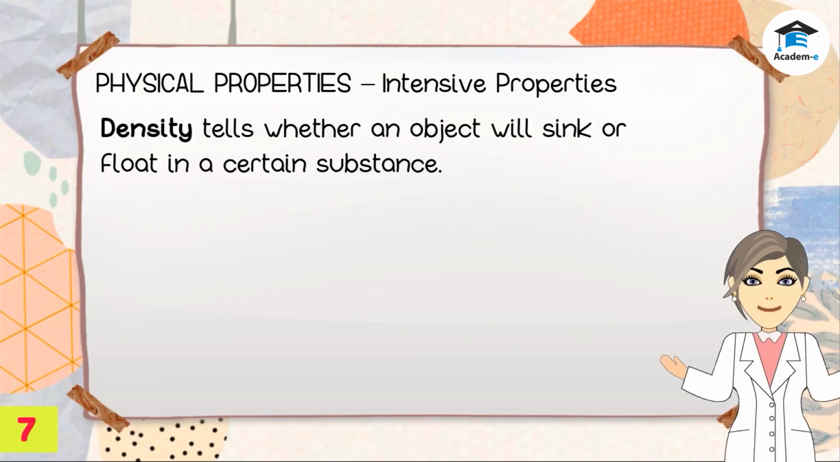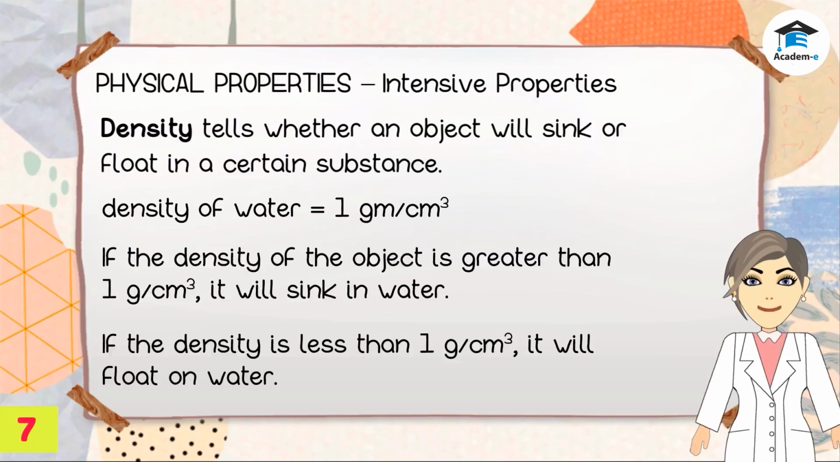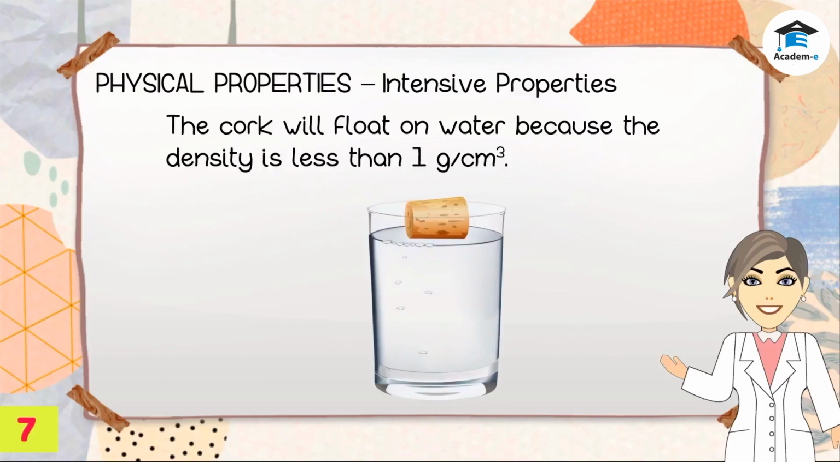Density tells whether an object will sink or float in a certain substance. The density of water is 1 gram per cubic centimeter. If the density of the object is greater than 1 gram per cubic centimeter, it will sink in water. If the density is less than 1 gram per cubic centimeter, it will float on water. Going back to our cork example, the cork will float on water because the density is less than 1 gram per cubic centimeter.